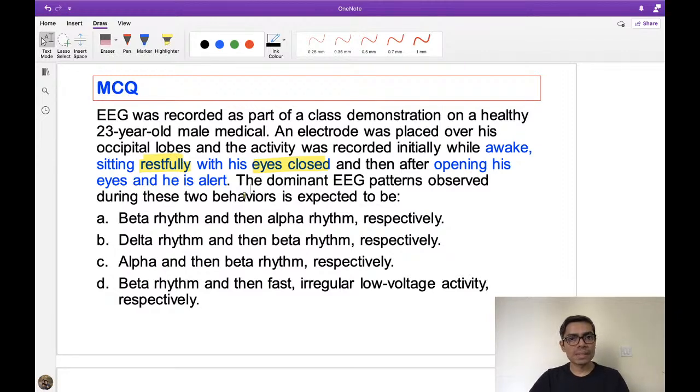So when the person is awake but his mind is at rest, he is taking rest, he is completely in a restful condition. Yes, so what wave are you going to get? You are going to get the alpha wave. Okay, and when the person is opening his eyes and he is alert, this alert is more important, then you are going to get the beta rhythm. So here this is a simple question, the answer is C.